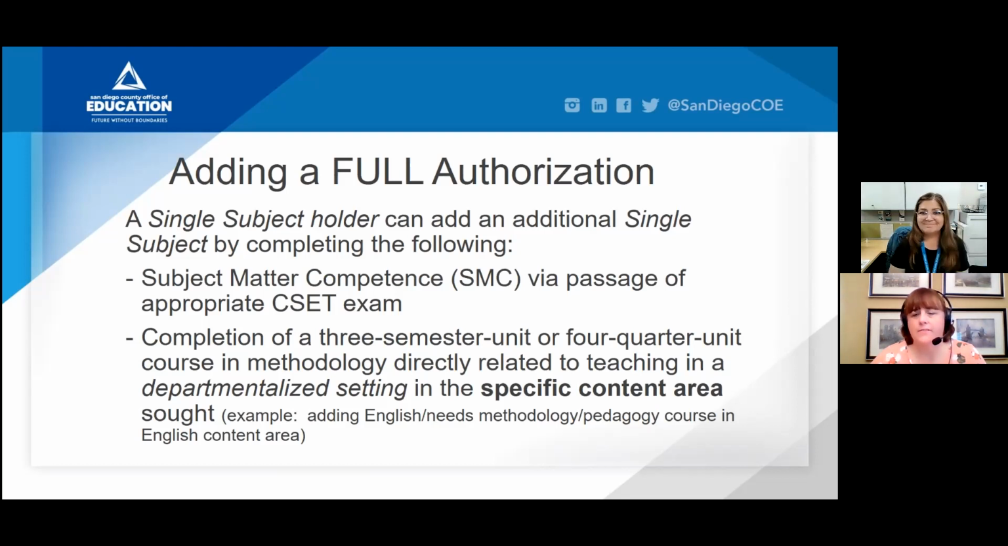We actually also have an intern program here at the County Office of Education. So if you already hold, say, a single subject English credential, basically you get, not preference, but there are certain things that you will not have to do. So you might want to also look into an intern program for the special ed portion since you already have a full teaching credential.